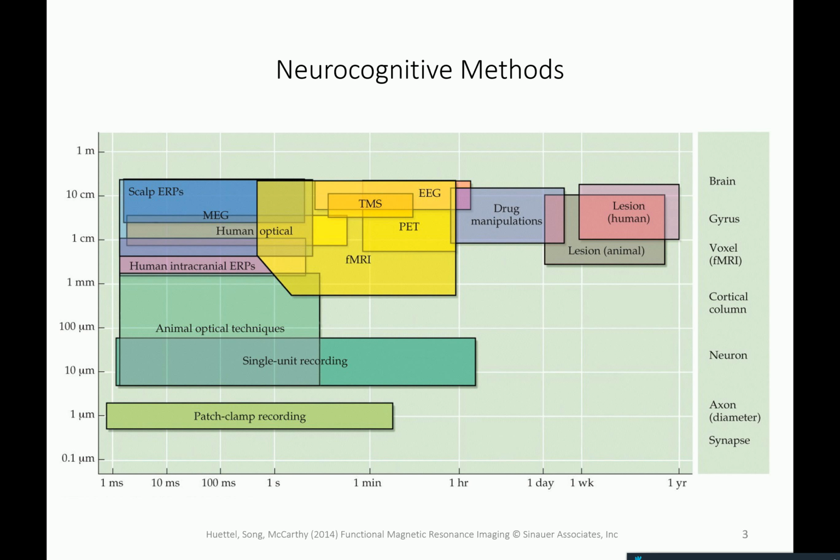We discussed then last time that there are different neuroimaging methods that can be looked at in terms of their temporal and spatial resolution. And we discussed some of these in a little bit more detail. And obviously, we are interested in fMRI for this course.